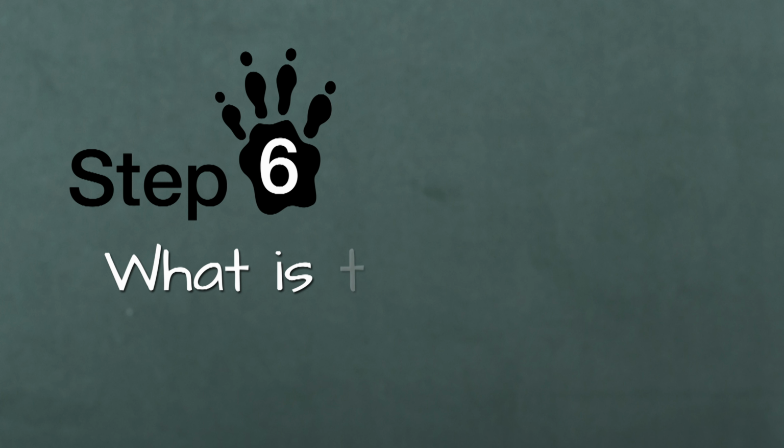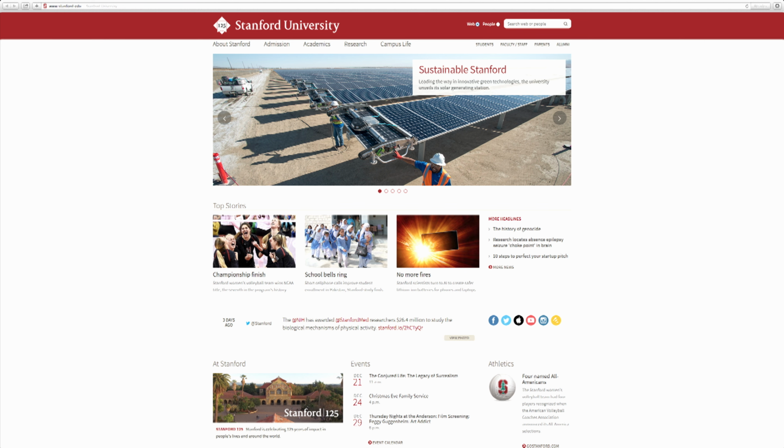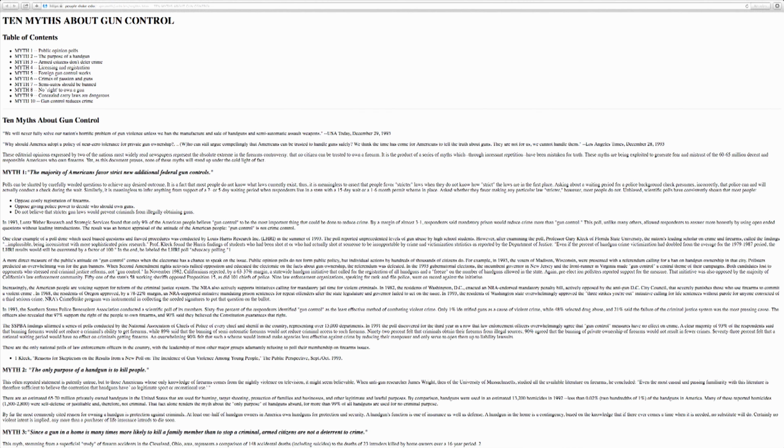Step 6. Let's look at domains. Some domain names are considered more credible than others. .edus are educational sites, and they are usually trustworthy. Sometimes, though, people can post information that universities are not aware of or do not condone.